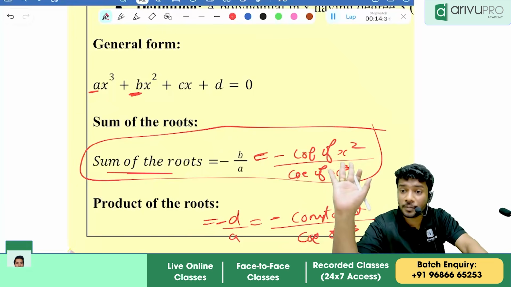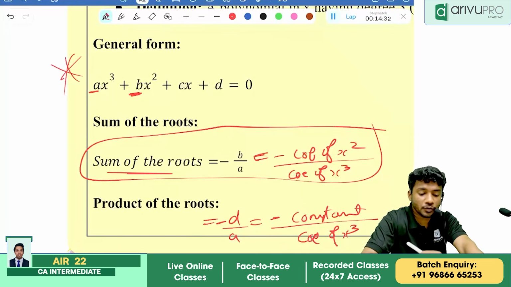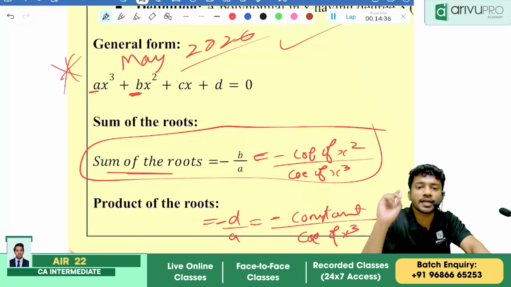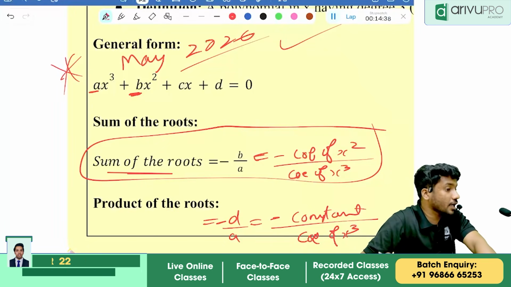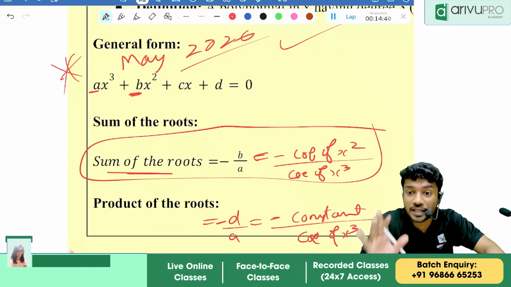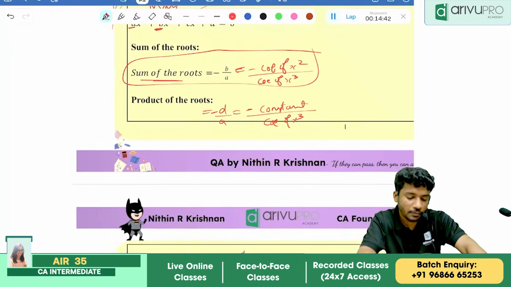Can I show you the method? Pakka, you can expect a question from this topic in the May 2026 attempt. You will get a question because they didn't ask in January. So one question from this will be there in May. Pakka, it will be there. Look here.